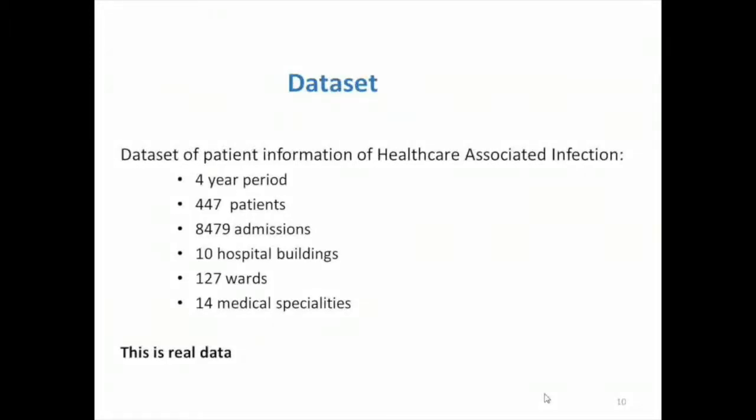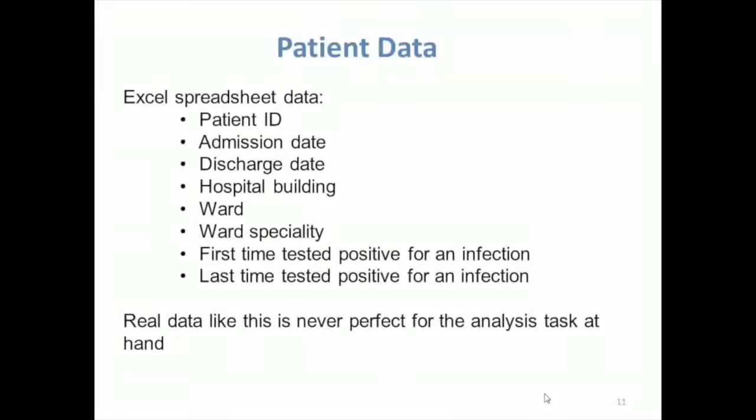So the data set we have is a real data set, over a 4-year period with over 400 patients, more than 8,000 admissions across 10 hospital buildings, 127 wards, and 14 medical specialties. Now this is real data, so real data is never perfect, but I think it's very useful to have real data. So what does the data have?